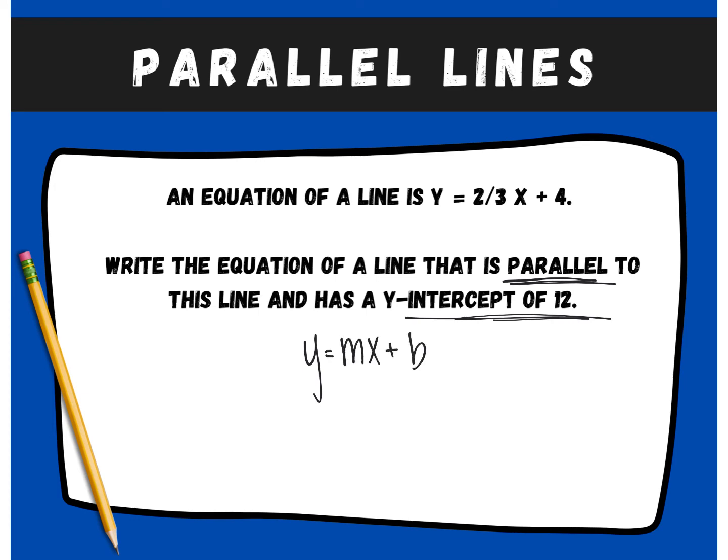And what did we just learn about slopes of parallel lines? We just learned that they're the same. Parallel lines have the same slope. That's true every single time you've got parallel lines. So if I can see the slope in this equation, I can add it into my parallel line equation.